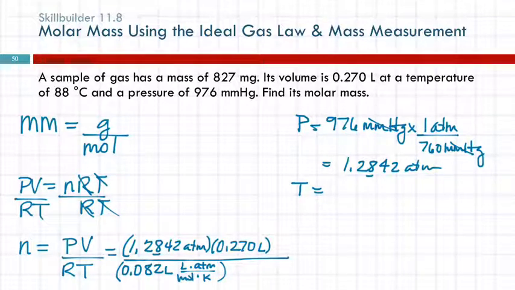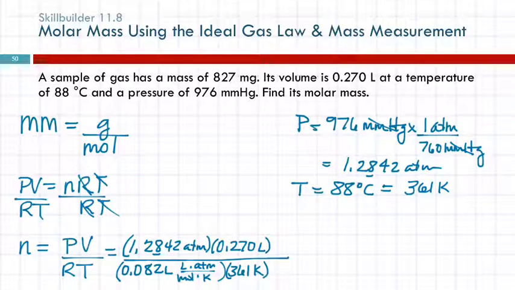Thought I lost you there for a while. 88 degrees Celsius. We need to convert that to Kelvin. 88 plus 273. 361 Kelvin. So that also goes down here. I've got atmospheres canceling atmospheres, liters canceling liters, kelvins canceling kelvins. I end up with a unit that is 1 over moles, which is moles. I can show you how that works if you want me to later.